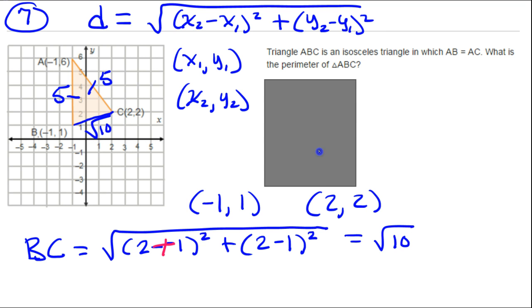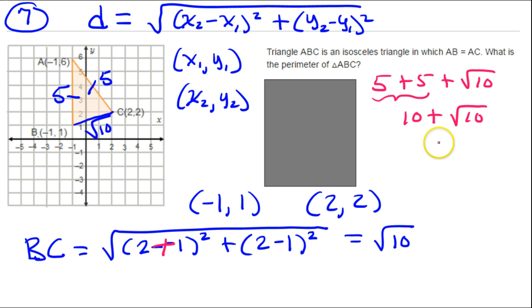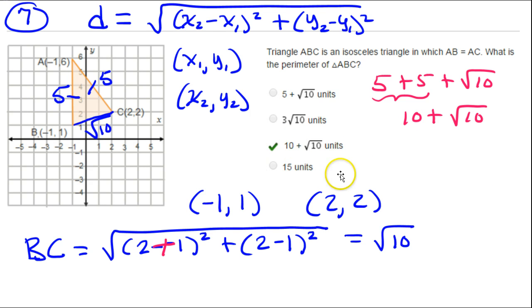Okay, so the perimeter. Let me just change colors now. So if I want the perimeter, I have to add all these up. So I'm talking about 5 plus the square root of 10. So of course 5 plus 5 is 10. So this would be 10 plus the square root of 10. Now we can always make decimals if they want, but let's look at the answers and see if we need to do that. No, they've left it just like this. So hopefully you can see why this is the answer.